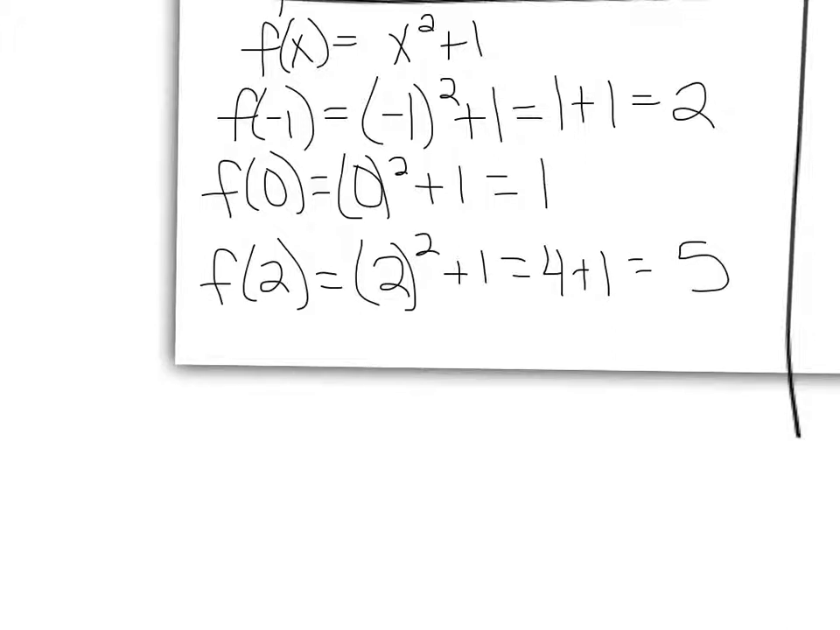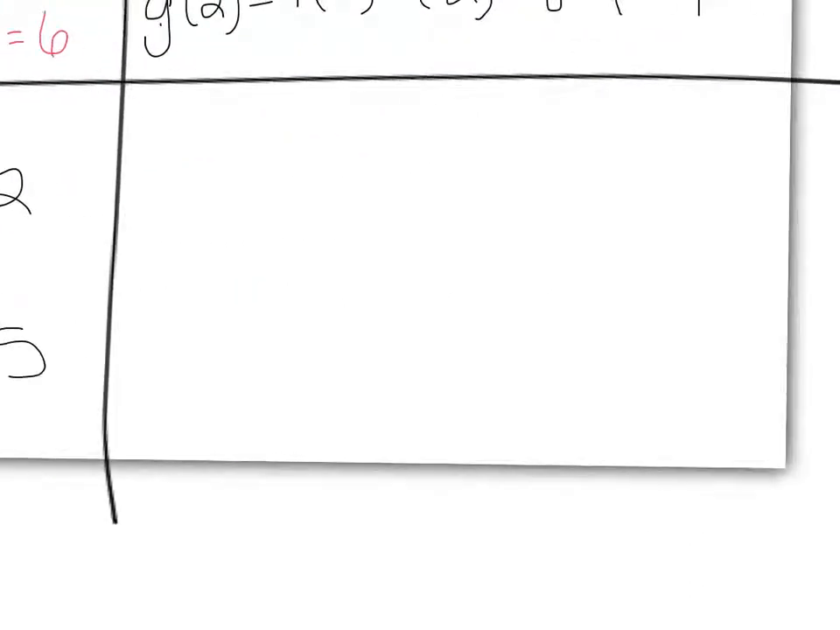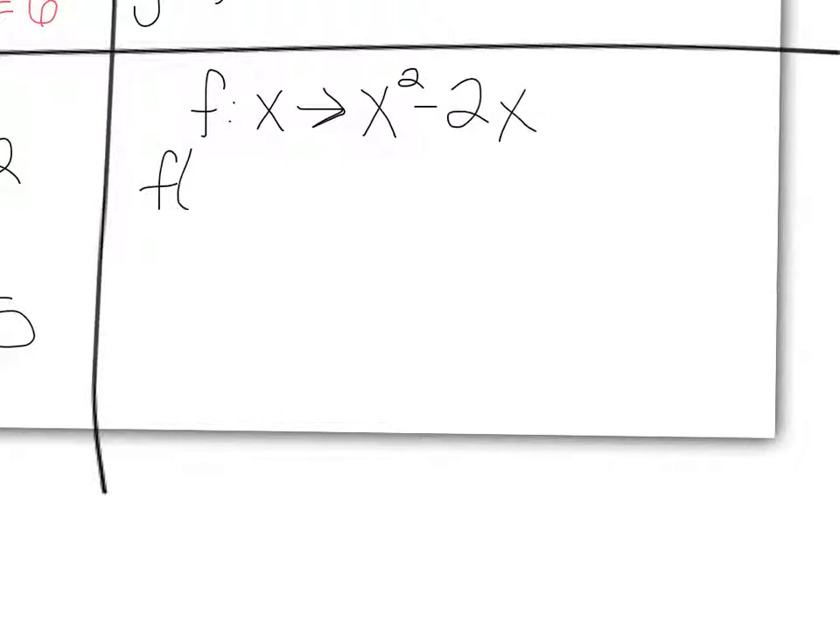Is this making sense? Easy as I promised? No. Partially. Okay, you guys try this one. For function f that assigns x to x squared minus 2x, I want you guys to find 3 values for me. I want you to find f of 4, f of negative 3, and f of 2.